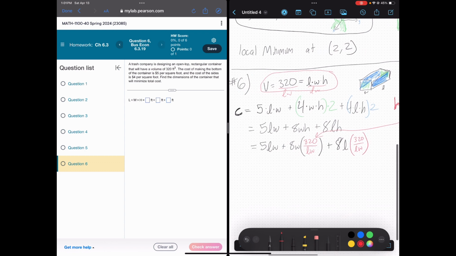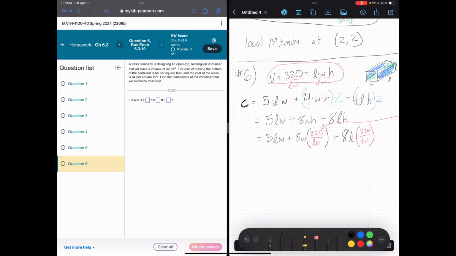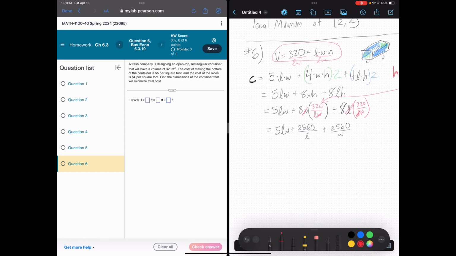And let's see how this simplifies. When this simplifies, I get 5 length width plus 2,560. That's 8 times 320. But notice that I have a width in the numerator and a width in the denominator, and those are going to cancel. So the only variable I'm left with in this term is an L in the denominator. This third term is also going to simplify in a similar way, except it's going to be left with a width in the denominator because the lengths are going to cancel. Now I'm down to 2 variables. I've already used my constraint, so there's nothing else I can do to get this down to only 1 variable.